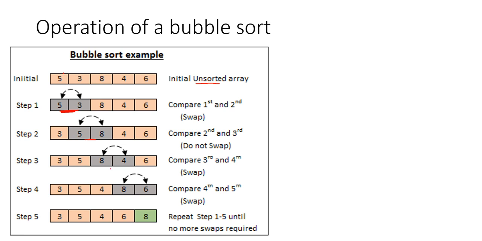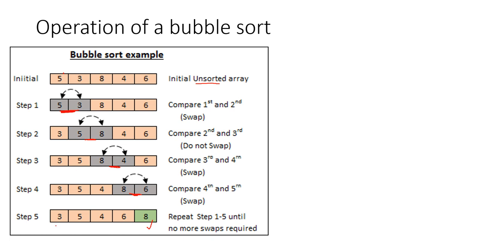The next pair, the 8 and 4. The 8 is bigger than the 4, so we are going to swap those. Then we check the next pair, the 8 and the 6, and swap them, because 8 is greater than 6. After doing those steps, we know that 8 is in the correct position, because the largest number must have moved to the right hand side.